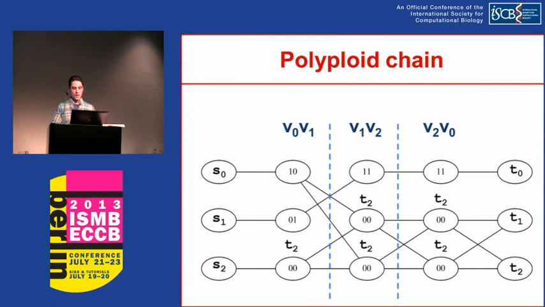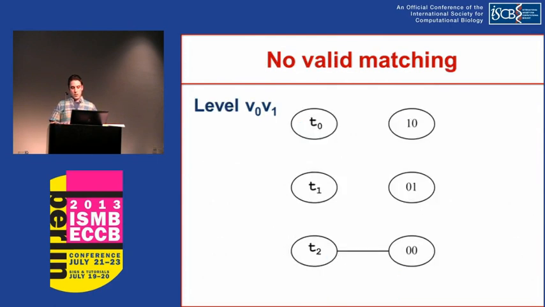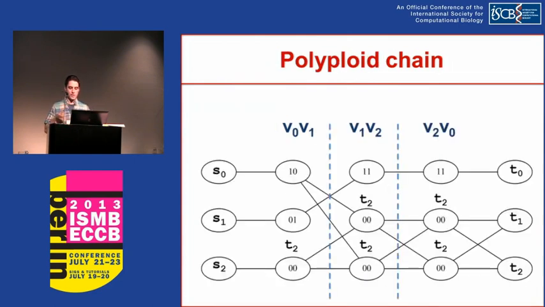And we notice that in the first level, we do not have a valid matching. So if we go back to here, you can notice that T0 is not even reachable by S0, and similarly for T1 and S1.